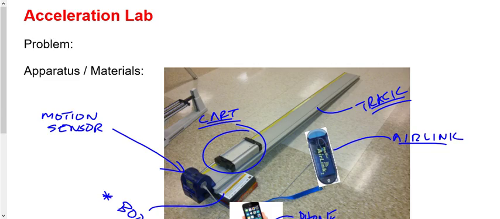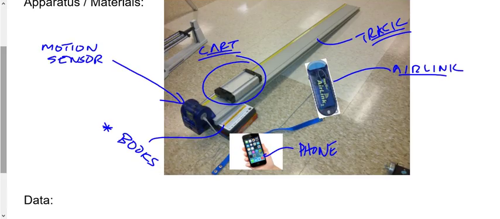What comes next? Well, your procedure. I'm not going to give you the steps of the procedure, but I will briefly outline what you're going to do, and then you can write up your own little procedure. Basically, it comes down to this. You're going to connect your phone to the air link so that you can view the data from the motion sensor on your phone. You're going to create an incline from the track by putting some books or whatever underneath one end. You're going to set up the motion sensor at one end, put the cart down on the track, turn on the motion sensor with your phone, and then let it go.